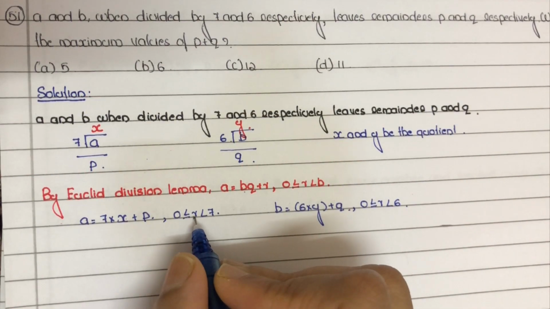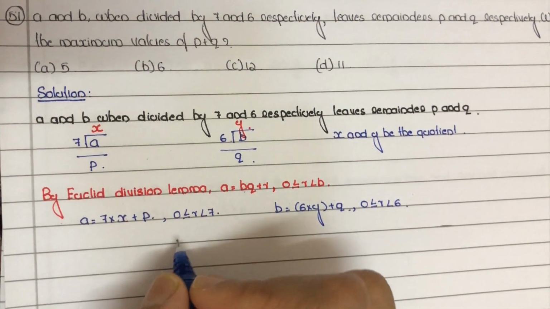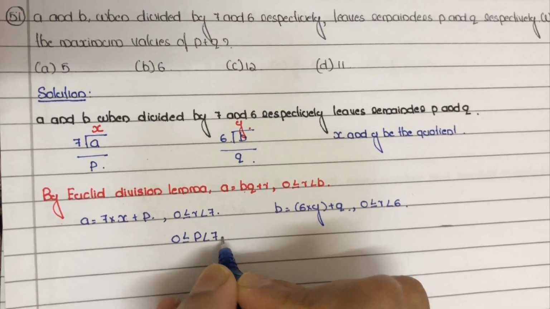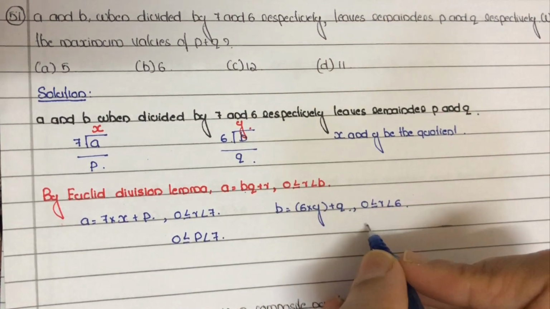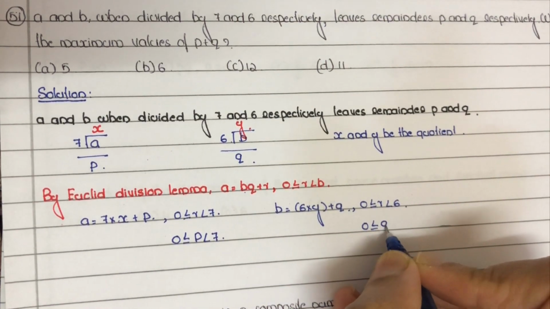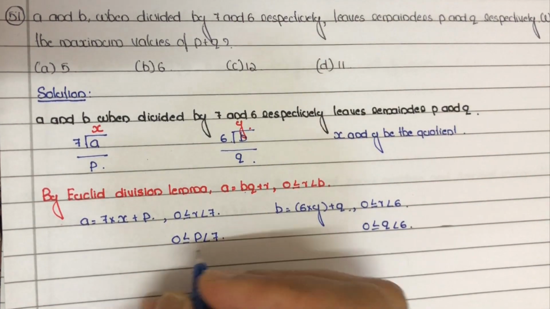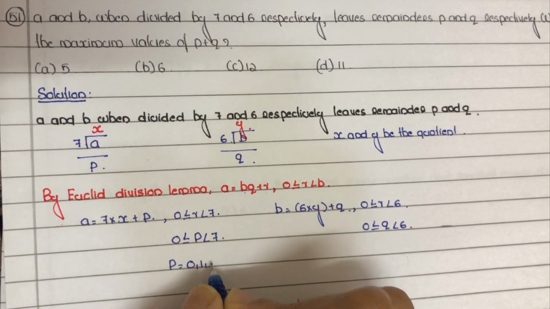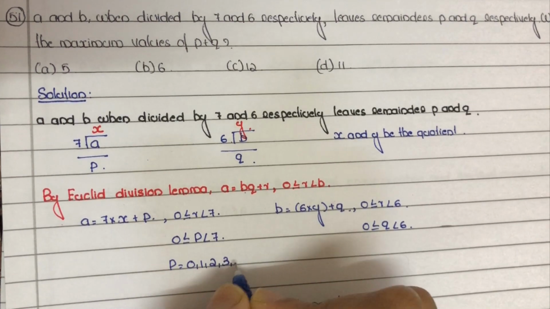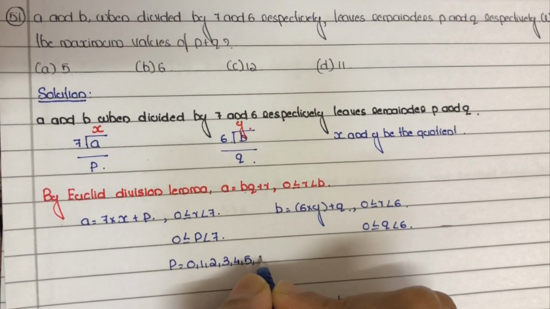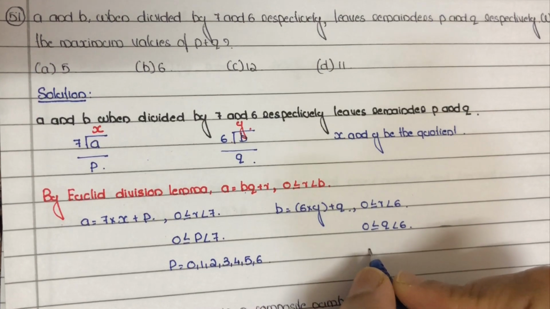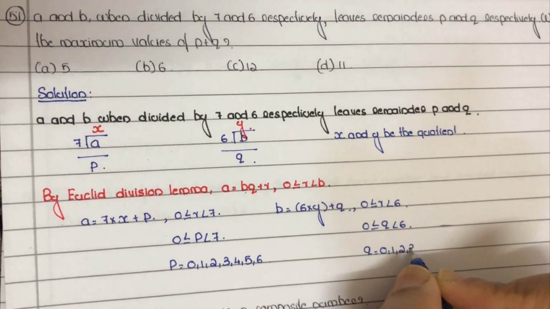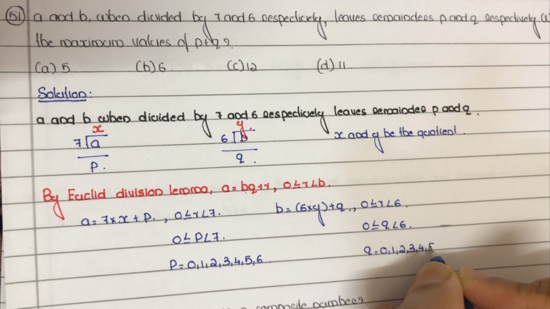Now here what is R? The remainder P, right? So 0 less than or equal to P less than 7. Similarly here the remainder is Q, so 0 less than or equal to Q less than 6. So the value of P is 0, 1, 2, 3, 4, 5 and 6. Similarly, the value of Q is 0, 1, 2, 3, 4 and 5.